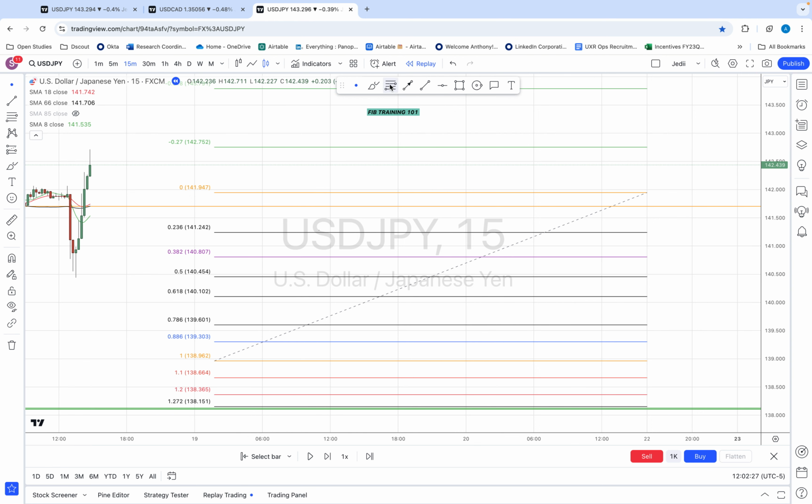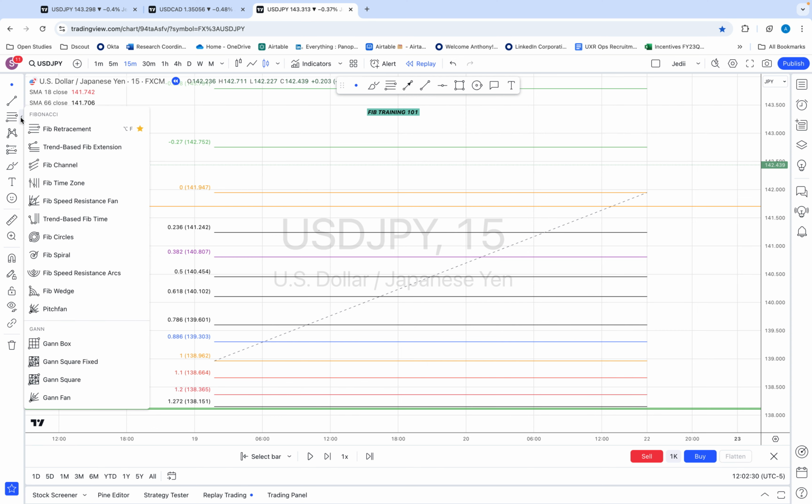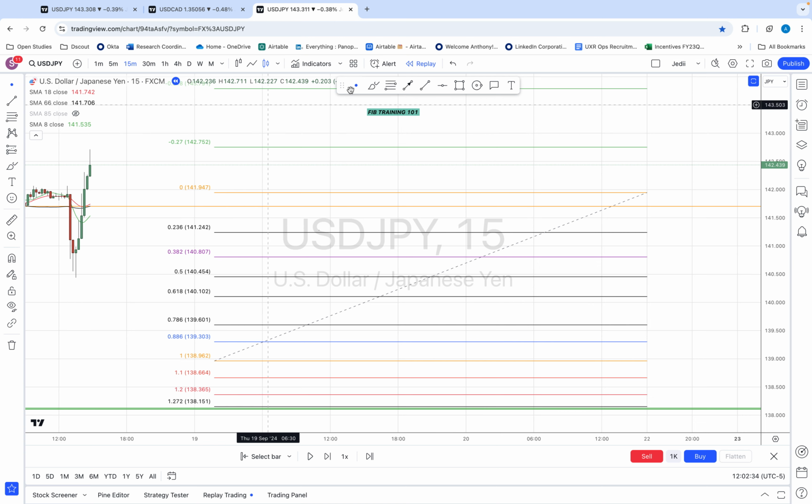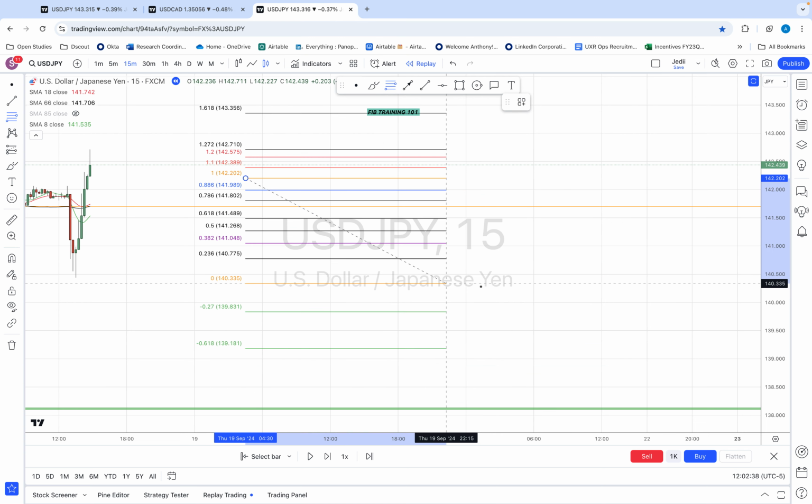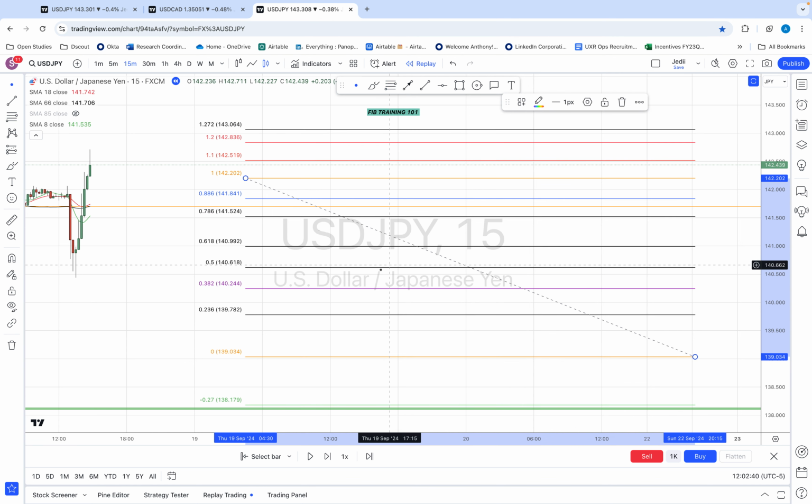But if you don't have FIB already favorited, what you can do is come over here to this little box, drop down, grab FIB retracement, and just start it. Then it'll look like this. When you click it and you click here, you'll see all these lines with these different percentages.